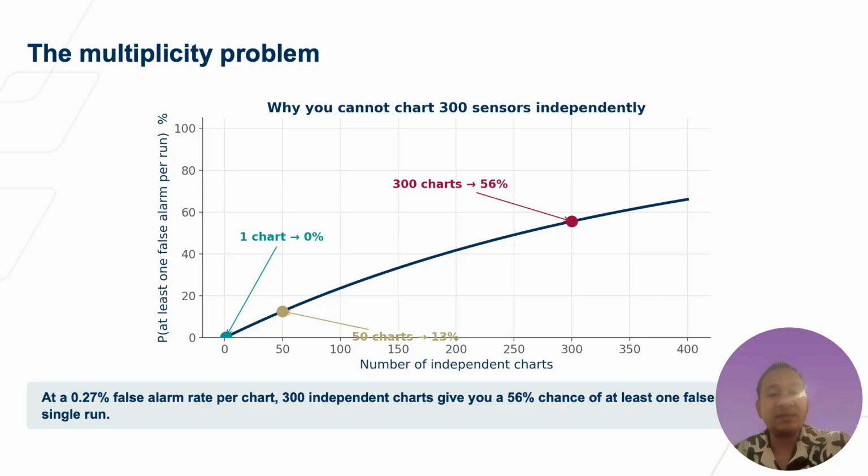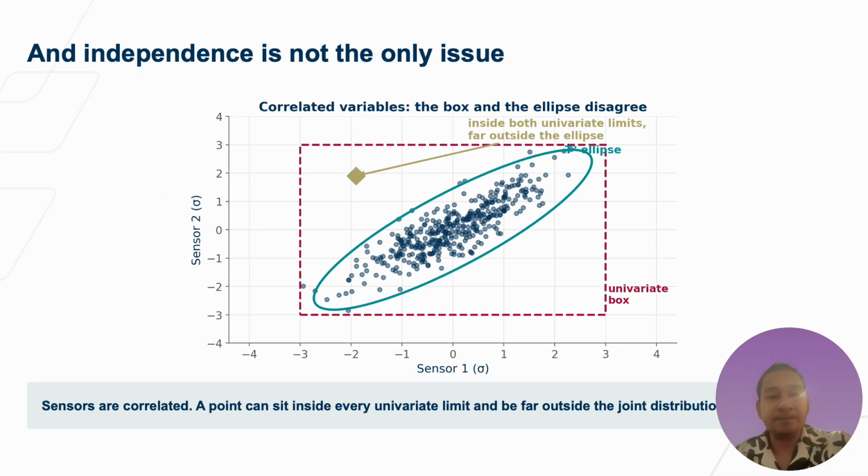Nobody investigates 56% of runs, so the alarm gets ignored and you are back to alarm fatigue with a much more expensive monitoring system. Tightening each chart to compensate costs you all the sensitivity you are trying to buy. What you need is a different structure, one chart instead of 300. Multiplicity is the easy half of the problem. Here is the harder half. 2 correlated sensors. The red box is what 2 univariate charts allow.